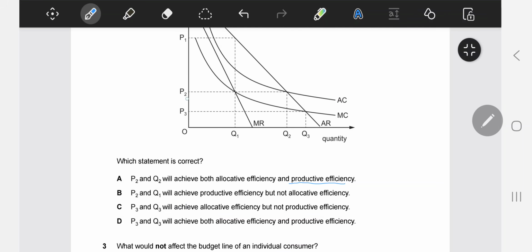P2 and Q1. So P2 and Q1, maybe there. We'll achieve productive efficiency but not allocative efficiency. Again, we cannot achieve productive efficiency if you're not producing on the lowest point on the AC curve. So P3 and Q3 will achieve allocative efficiency. Okay, so when price equals MC, so this is your price. So we can achieve, yes, we can achieve that, but not productive efficiency. This one looks true. P3 and Q3 will achieve both. No, will not achieve both because again that's not the lowest point on the AC curve. So the correct answer here will be C.